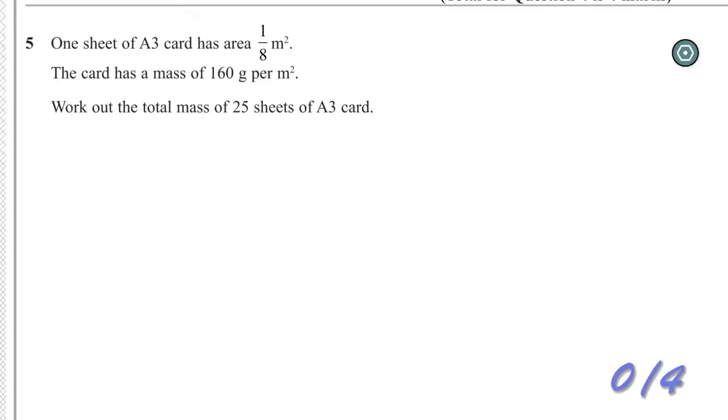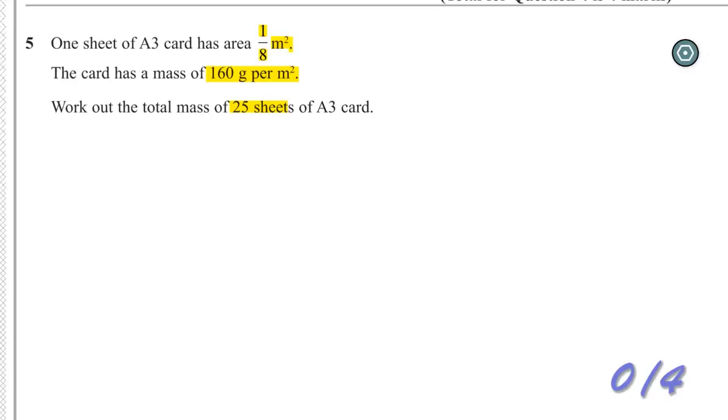One sheet of A3 card has an area 1/8 meters squared, and the card has a mass of 160 grams per meter squared. So every meter squared of card, it weighs 160 grams. Work out the total mass of 25 sheets. So if every sheet of A3 card has an area 1/8 meters squared, and the card has a mass of 160 grams per meter squared, that means that each individual sheet is an eighth of 160 grams.